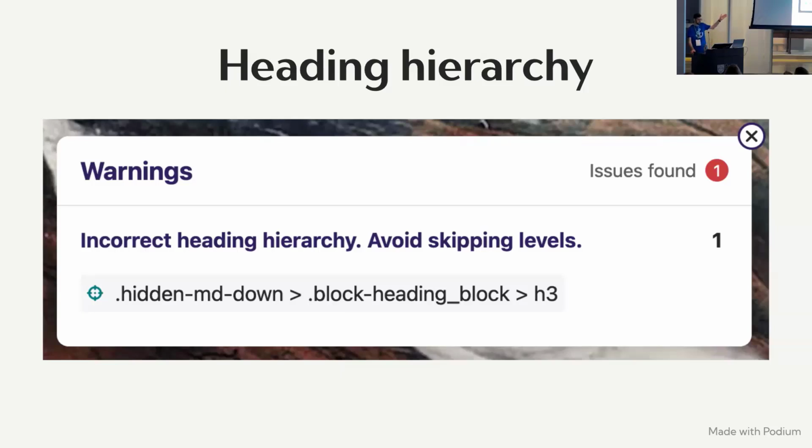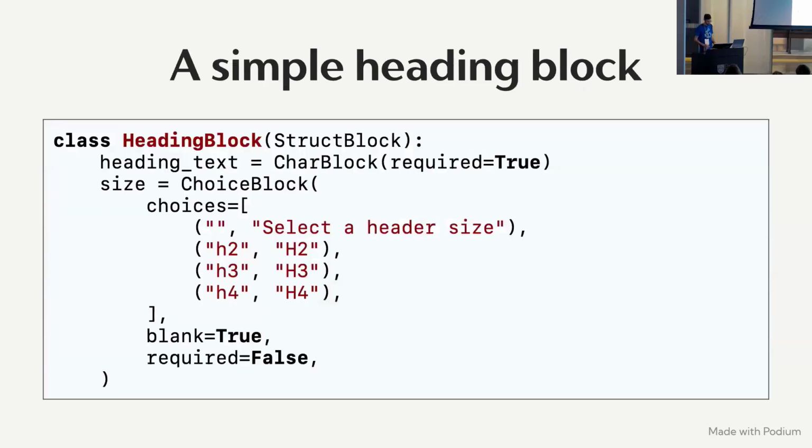The accessibility checker is great for helping editors identify when a mistake has been made after the fact, but what if we could prevent them from being made in the first place? Here's an example, more or less directly from the bakery demo, of a heading block, which is another common block, often one of the first to be set up in a stream field.